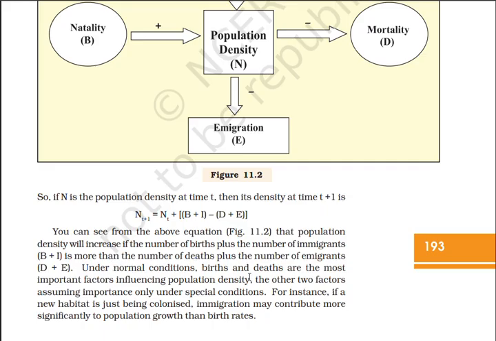Under normal conditions, births and deaths are the two most important factors influencing population density. The other two factors assume importance only under special conditions. For instance, if a new habitat is just being colonized, immigration may contribute more significantly to population growth than birth rates.